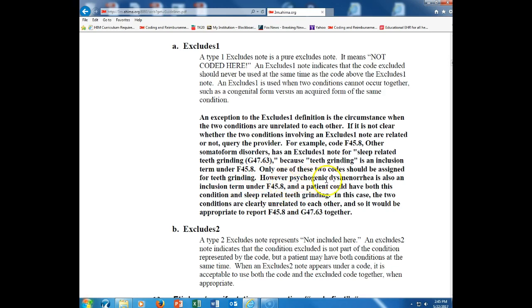However, psychogenic dysmenorrhea is also an inclusion term under F45.8, and a patient could have both that condition and sleep-related teeth grinding. So in this case, the two conditions are clearly unrelated to each other. So you could assign the code F45.8 and G47.63. Okay, so let's go take a look at this.